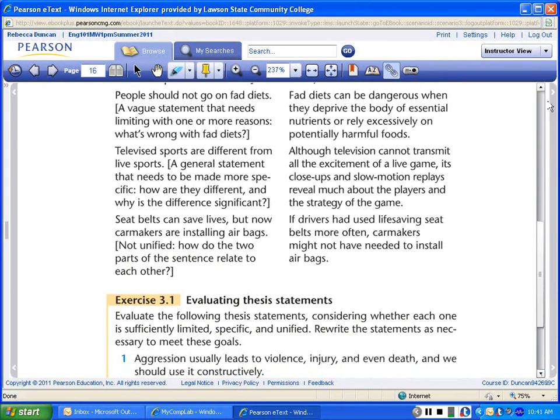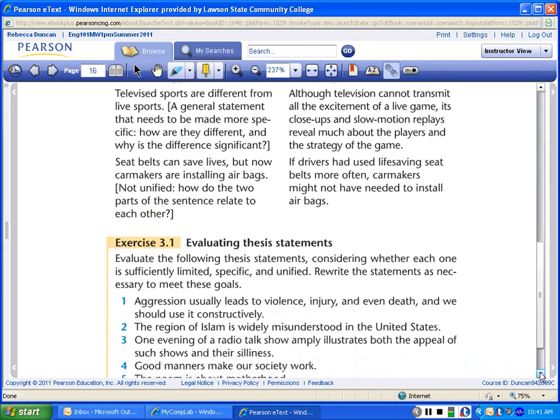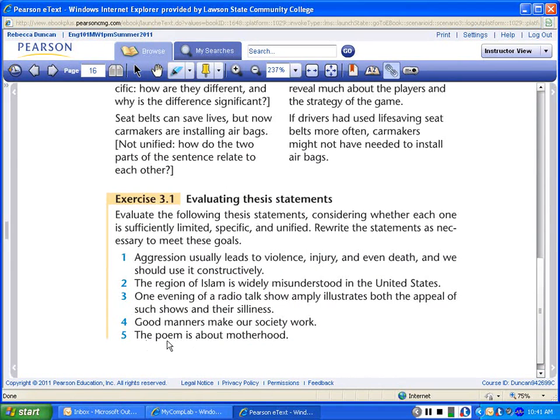And even though we're going to apply it to writing, it will be useful throughout your whole life, your whole career specifically. So there's several more if you want to look at those. The bottom gives you some examples to consider, and you can see that there are obvious problems with some of these. The poem is about motherhood. It's just an announcement. It's not a thesis statement. Good manners make our society work. That's too vague and broad. One evening of a radio talk show amply illustrates both the appeal of such shows and their silliness. It's getting better. I still don't know what it's really talking about, but I have a better idea.